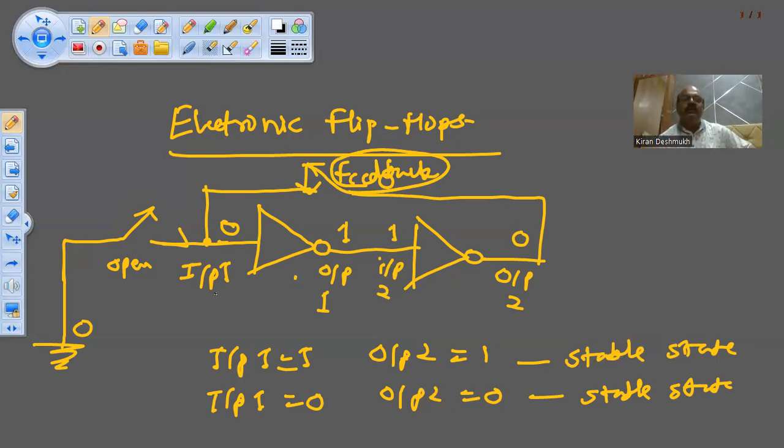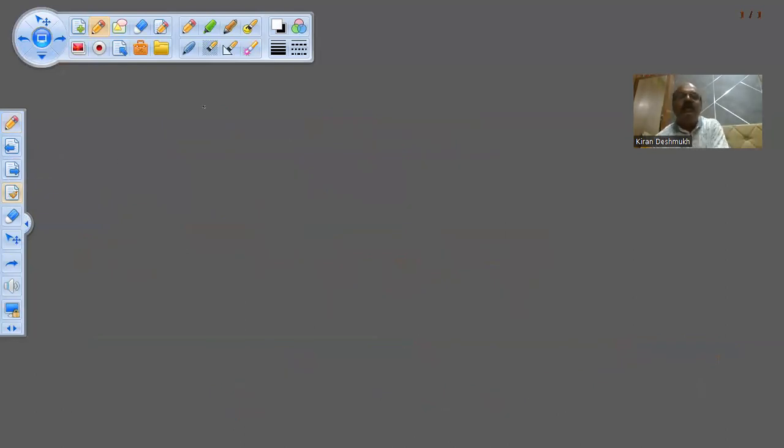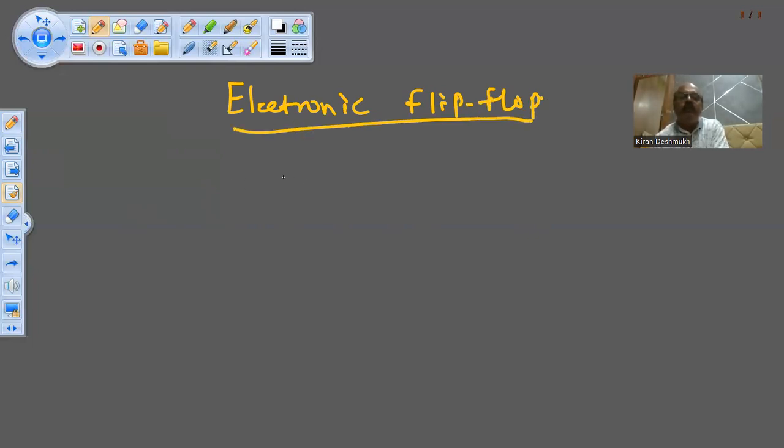So the modification to this is that we go for another type of electronic flip-flop. And in this flip-flop, what we do, instead of inverters, I connect a NOR gate. Now let us see what will be the situation. This is a NOR gate. I connect one more NOR gate.